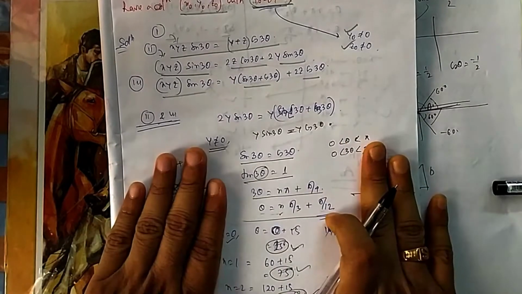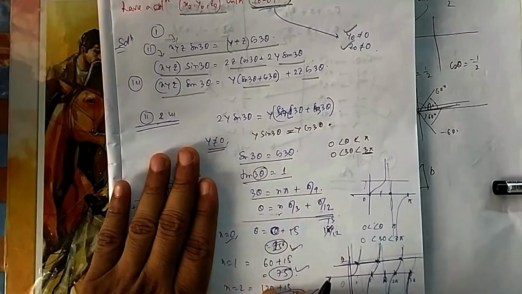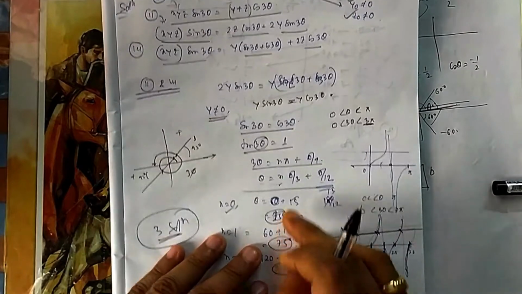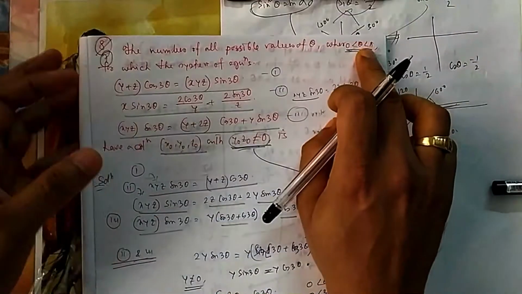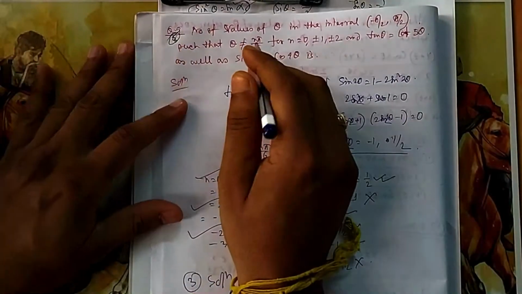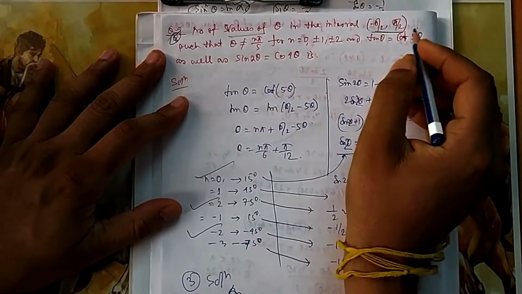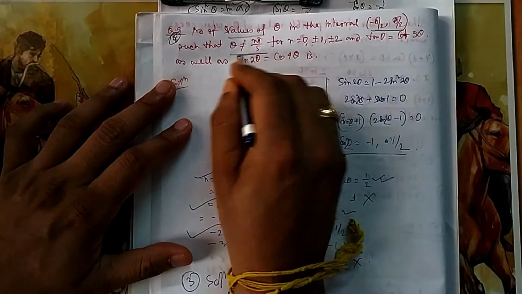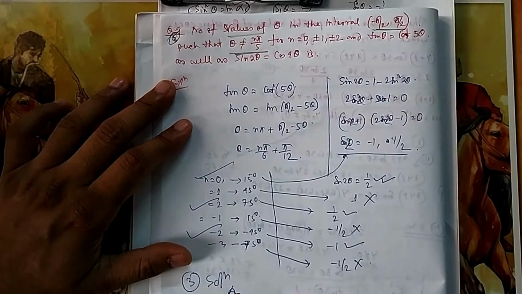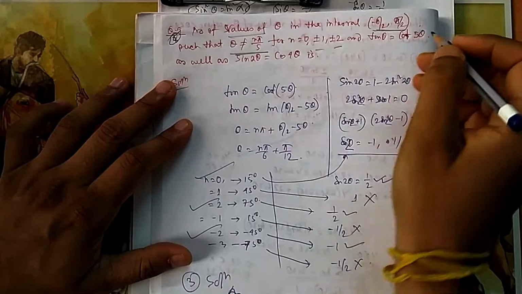If you don't go by graph, then you calculate theta, put the values of n, find all the thetas, and you see how many thetas are there between 0 to 180. Okay, now if you see question number 8, what they are asking: number of values of theta in the interval minus pi by 2 to pi by 2 such that theta is not equal to n pi by 5 for n equal to 0, plus minus 1, plus minus 2.